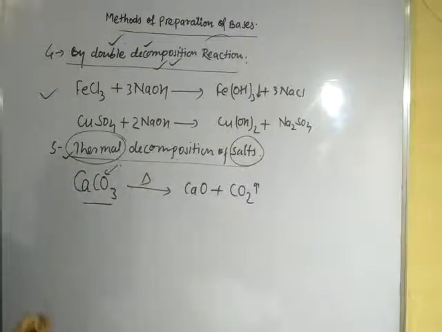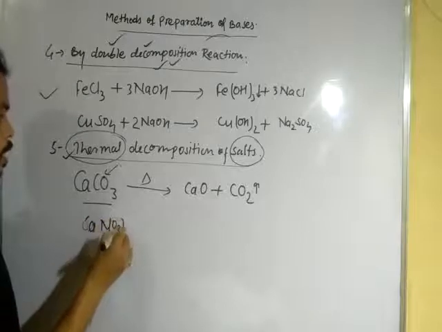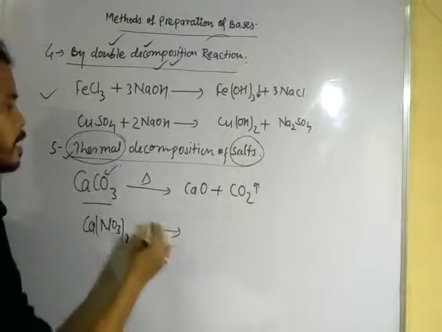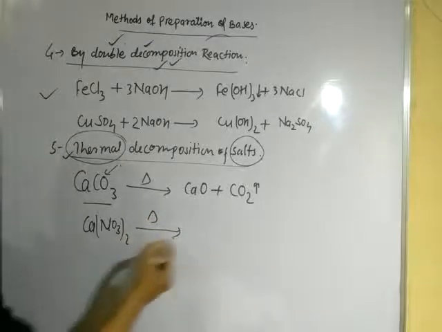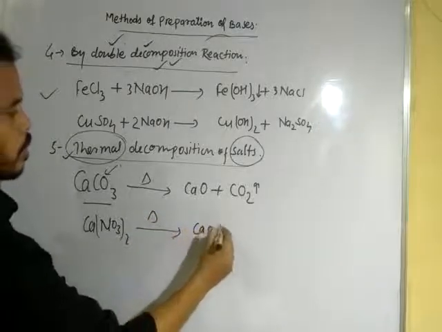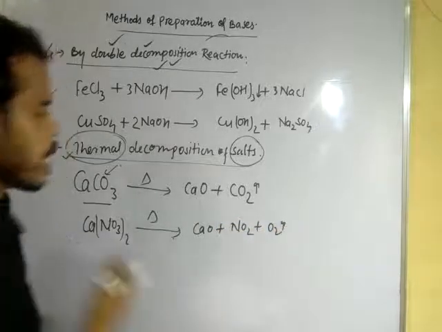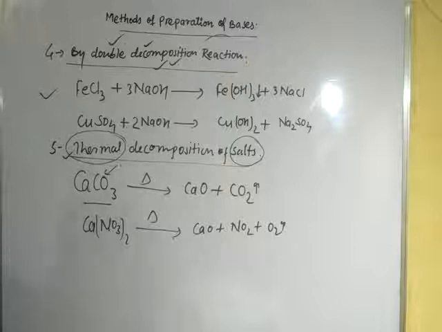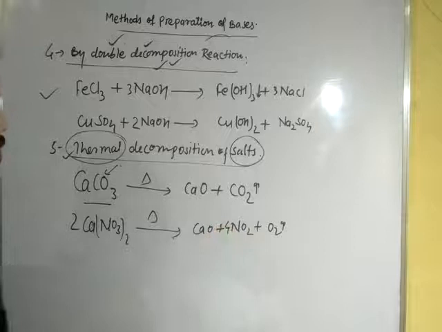Next one is when calcium nitrate, Ca(NO3)2, decomposes to form calcium oxide, nitrogen dioxide, and also liberates oxygen. Clear, dear student? To balance this reaction, multiply calcium nitrate with 2, and multiply nitrogen dioxide with 4.